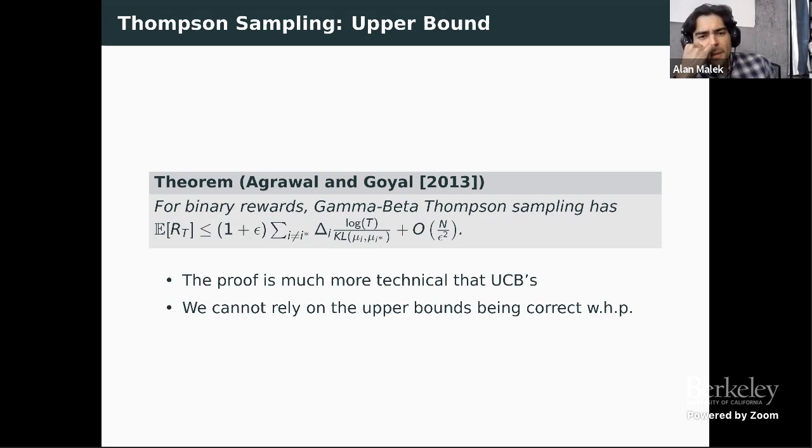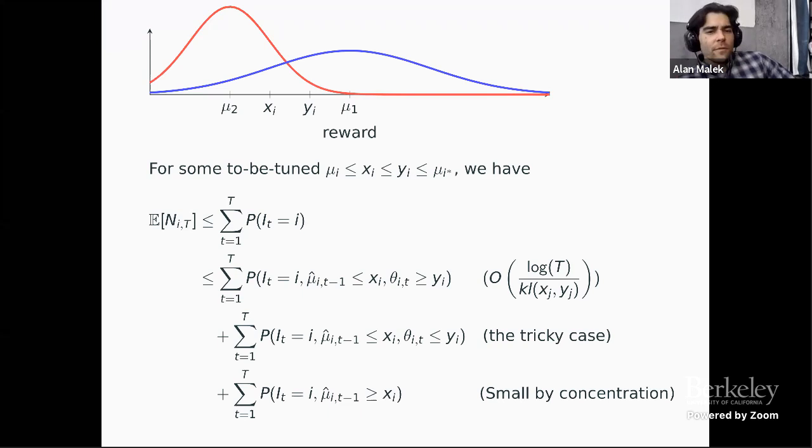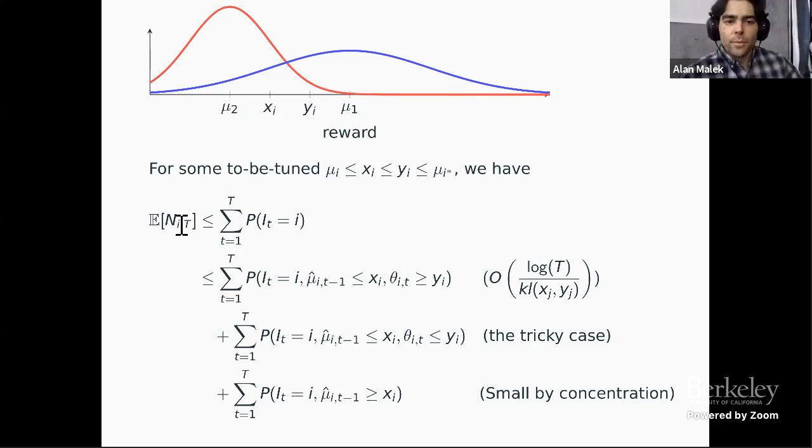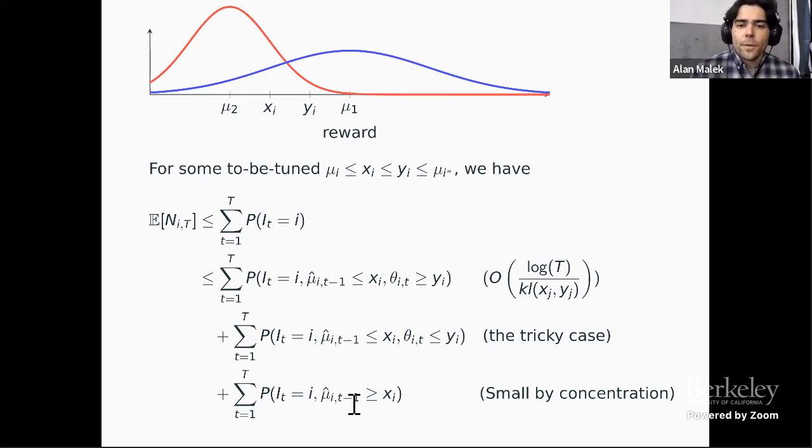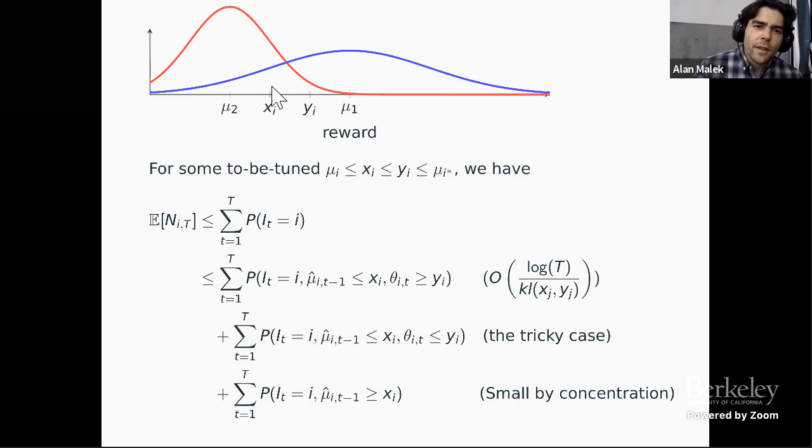So I'm just going to very vaguely talk about how the proof sort of works. The idea, again, is to break down the expected regret into the expected number of suboptimal plays. And the expectation can be broken down into these three cases. So here we're going to think about mu1 is the optimal arm and mu2 is a suboptimal arm. We're going to think about two points between which we'll have to tune to get the analysis to work out.